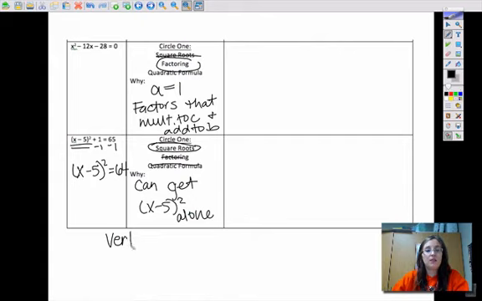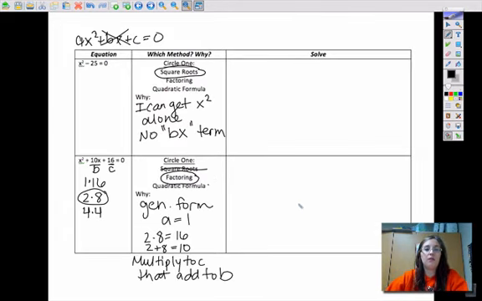So my advice would be anytime that you have vertex form, you should take the square root as your solution method. Okay? All right, so now I'm going to go back and step through the solving of each one.